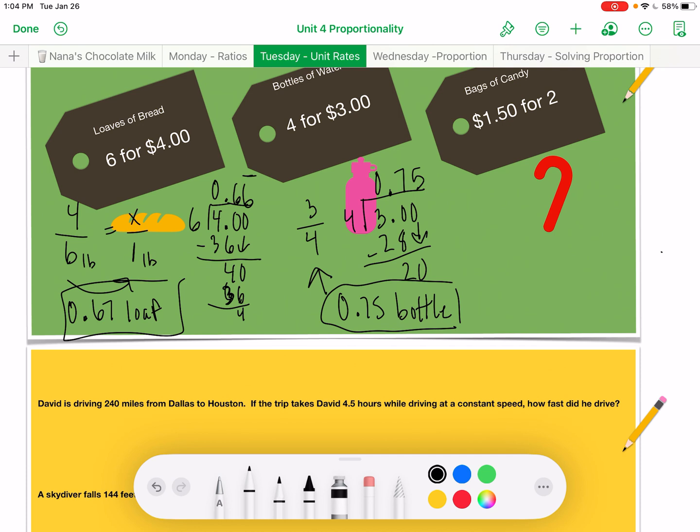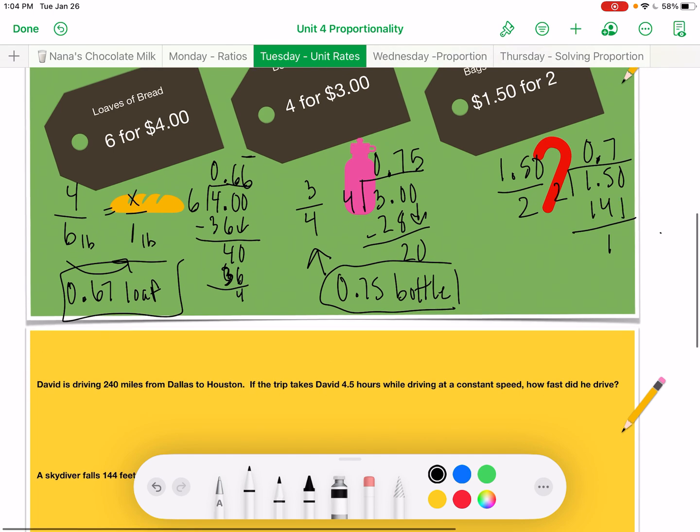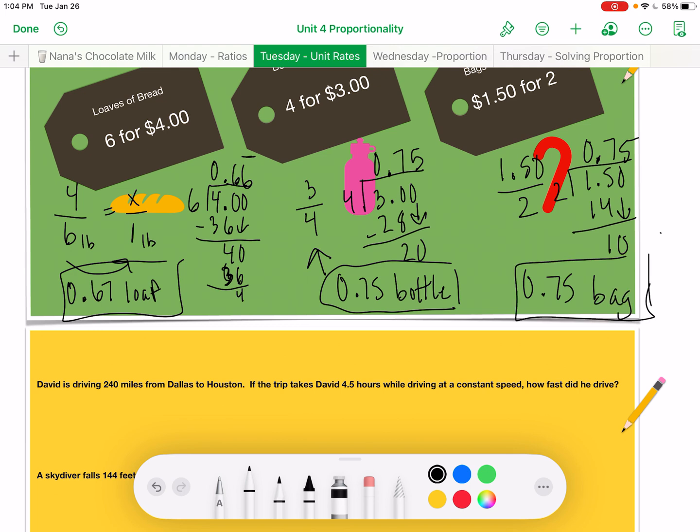How much for each bag of candy? You get 2 bags of candy for $1.50. $1.50 divided by 2. And again, many of you might know what 150 divided by 2 is. So 1 bag of candy is 75 cents per bag. That's per unit 1.